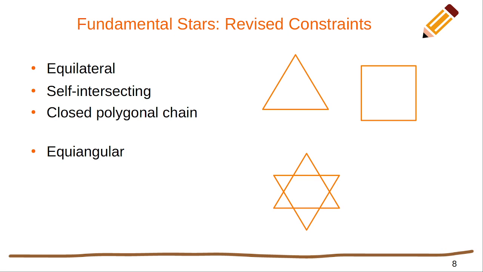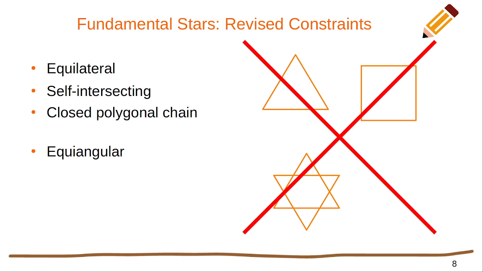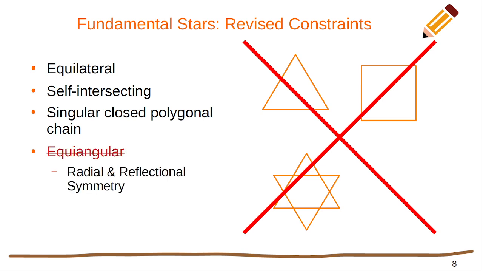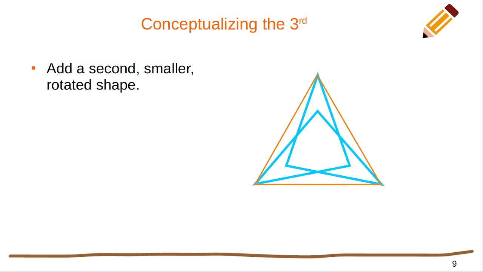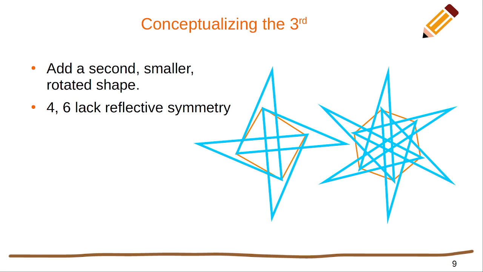So how did I rectify this? By modifying the definition of the traits I wanted from stars. I specified that a star had to be created out of a singular closed polygonal chain, and I threw out the equiangular definition and replaced it with a radial and reflectional symmetry constraint. This led me to duplicate the shape, resize it, and rotate this interior polygon. With that, I managed to create a satisfactory 3-pointed star reminiscent of the Mercedes-Benz logo. However, this approach had a flaw in that applying it to the 4 and 6-pointed stars resulted in a star that had radial symmetry but lacked the reflectional symmetry I wanted.